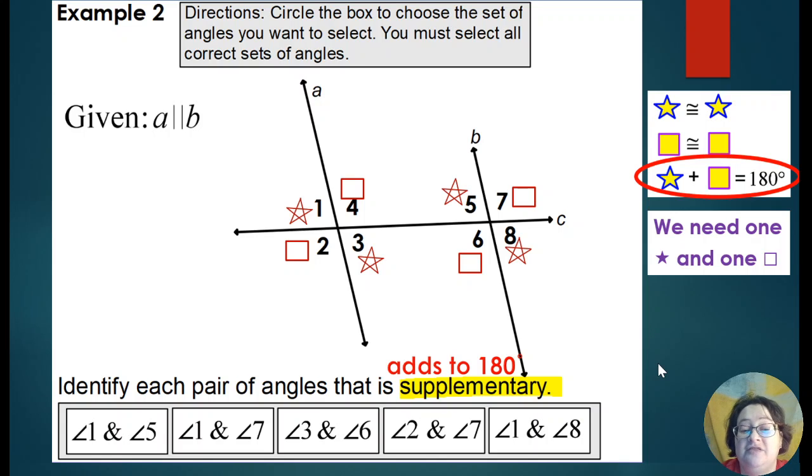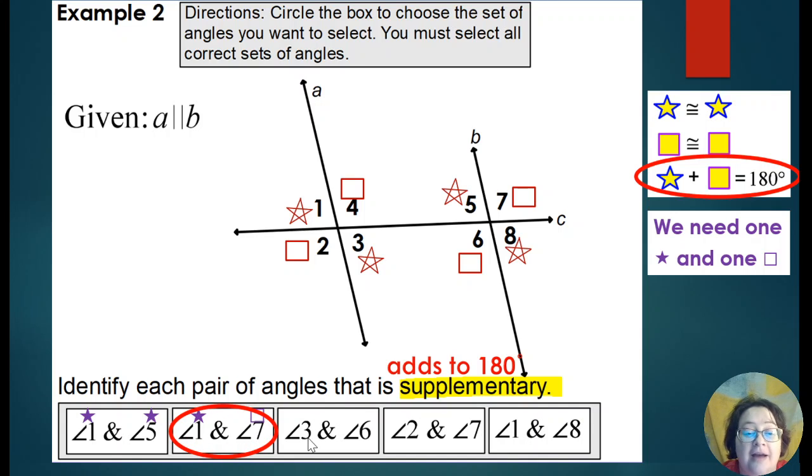Now, if it said identify angles that were congruent, I would have to have 2 of the same. Since we want supplementary, we want one star and one box. So if I look at angle 1, it's a star, and angle 5 is a star. So that's not one of each. I'm going to keep going. 1 is a star. 7 is a box. Star plus box equals 180. That means supplementary. So I'm going to circle that pair of angles.